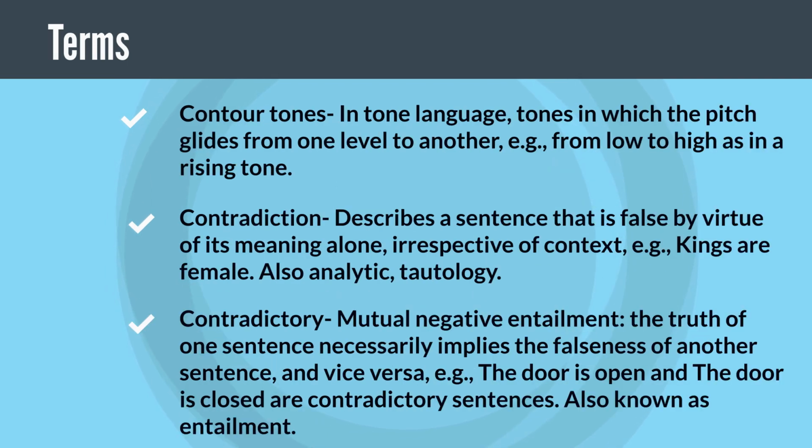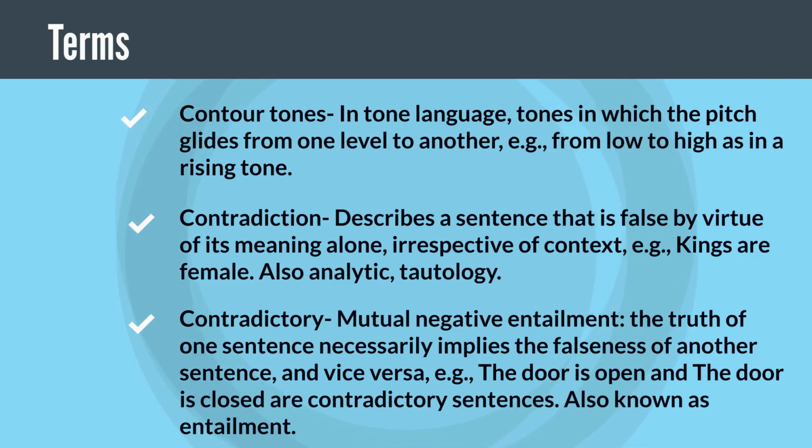Contour tones: in tone languages, tones in which the pitch glides from one level to another, for example from low to high, as in a rising tone. Contradiction describes a sentence that is false by virtue of its meaning alone, irrespective of context, for example, kings are female. Also analytic, tautology. Contradictory: mutual and negative entailment; the truth of one sentence necessarily implies the falseness of another sentence, and vice versa. For example, the door is open and the door is closed are contradictory sentences.